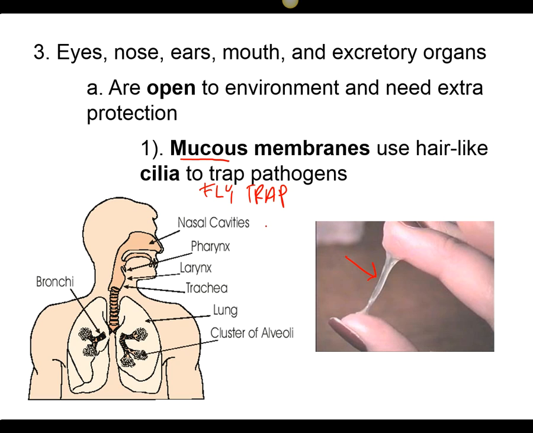And then the idea is that we use these cilia, or these tiny little hairs, to also trap them, but also we have cilia inside of our trachea that move against the direction of our respiratory tract. So when we cough or when we sneeze, we can then take those pathogens and expel them from our body.